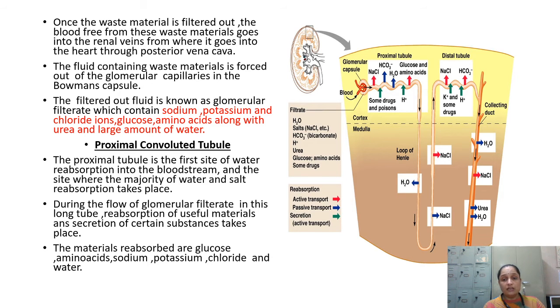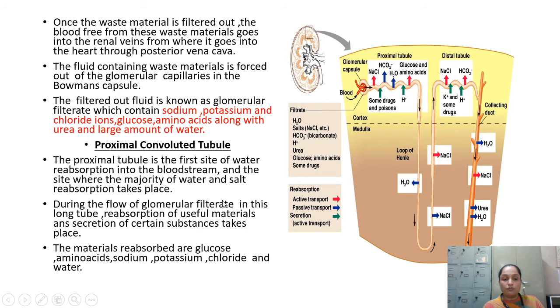ठीक है. And it contains, again I have given you in some specific color, sodium, potassium, and chloride ions, glucose, amino acids along with urea and a large amount of water. All these substances came into the PCT. Now PCT में क्या होगा? PCT में होगा selective reabsorption. The proximal tubule is the first site of water reabsorption into the bloodstream and the site where the majority of water and salt reabsorption takes place.